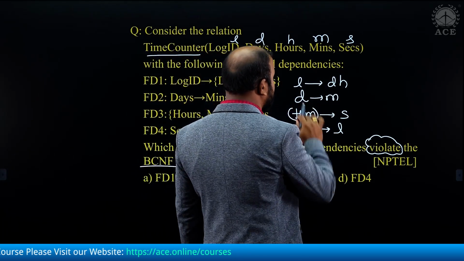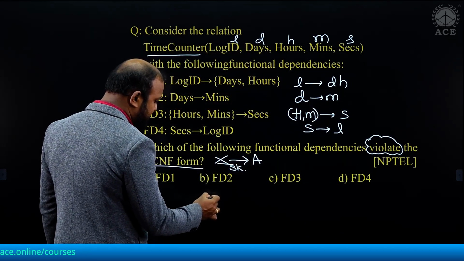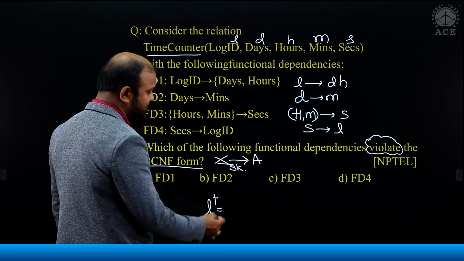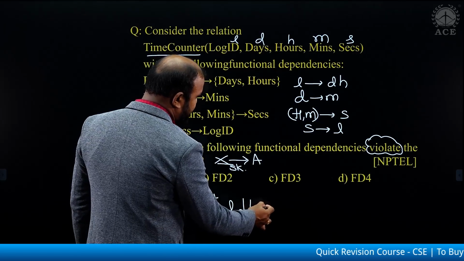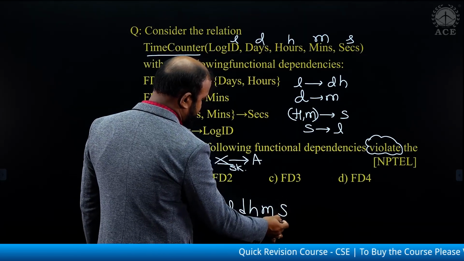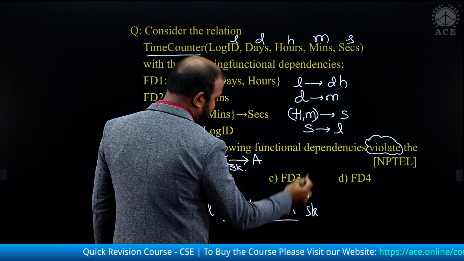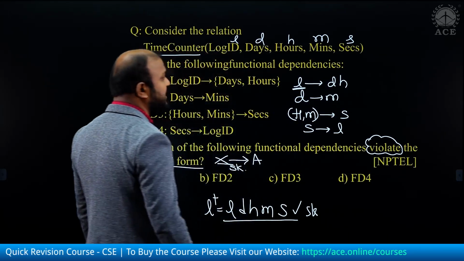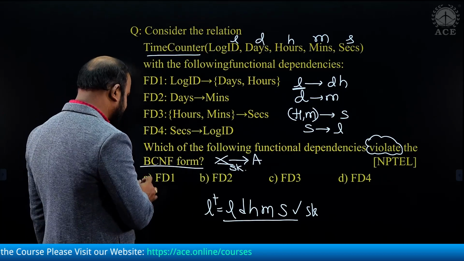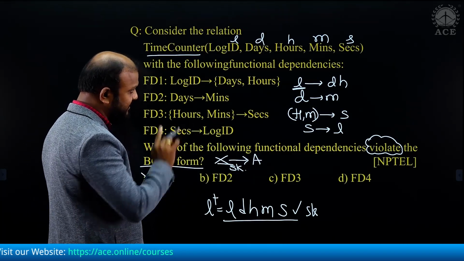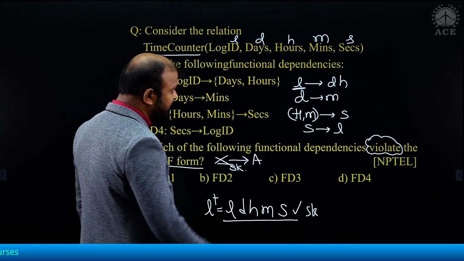For L to DH to satisfy the BCNF rule, L should be a super key. L should be a super key means L closure should contain all attributes. What is L closure? L, D, H. With D we have M. With HM we have seconds. All attributes. Because all attributes, now I can call L a super key. Because L is a super key, L to DH is satisfying the BCNF rule. Because the question is about violating, FD1 is not violating, FD1 is satisfying. So FD1 is wrong.